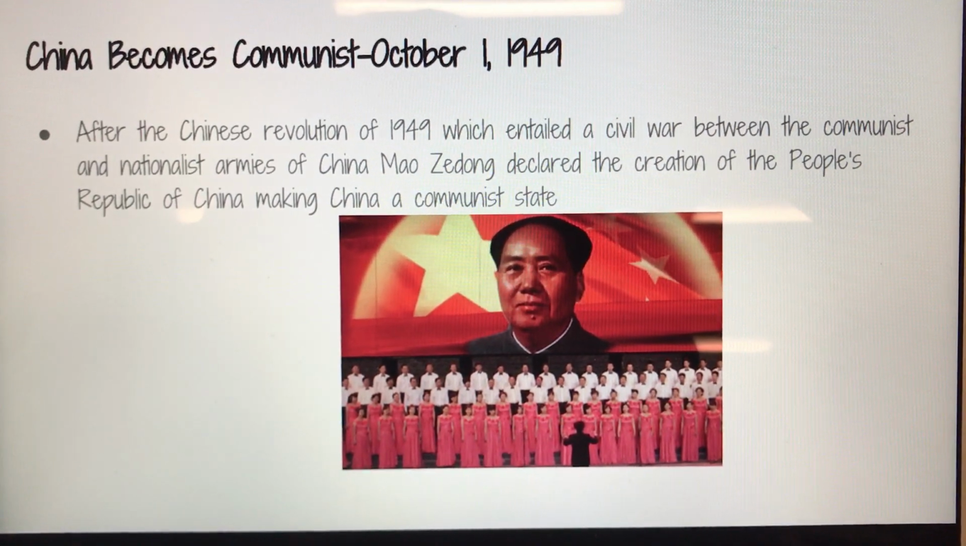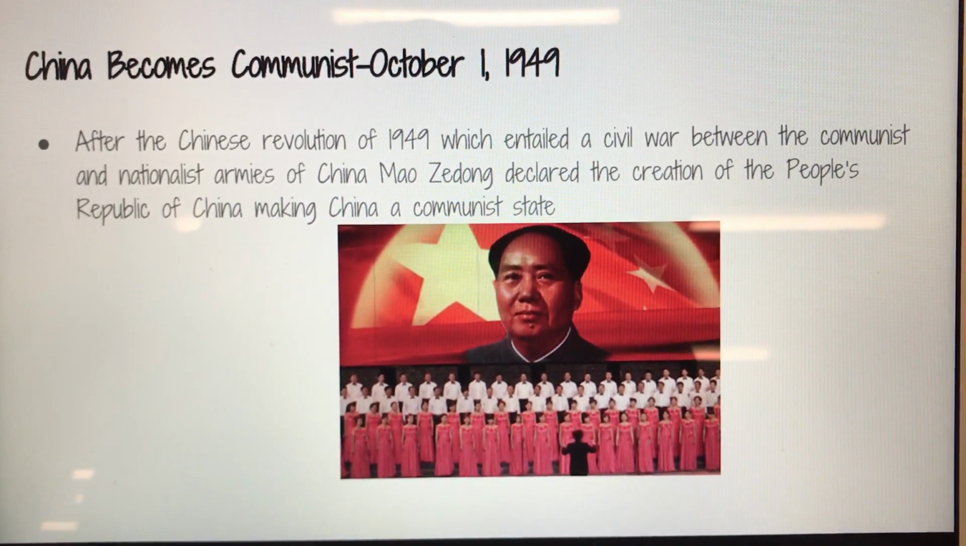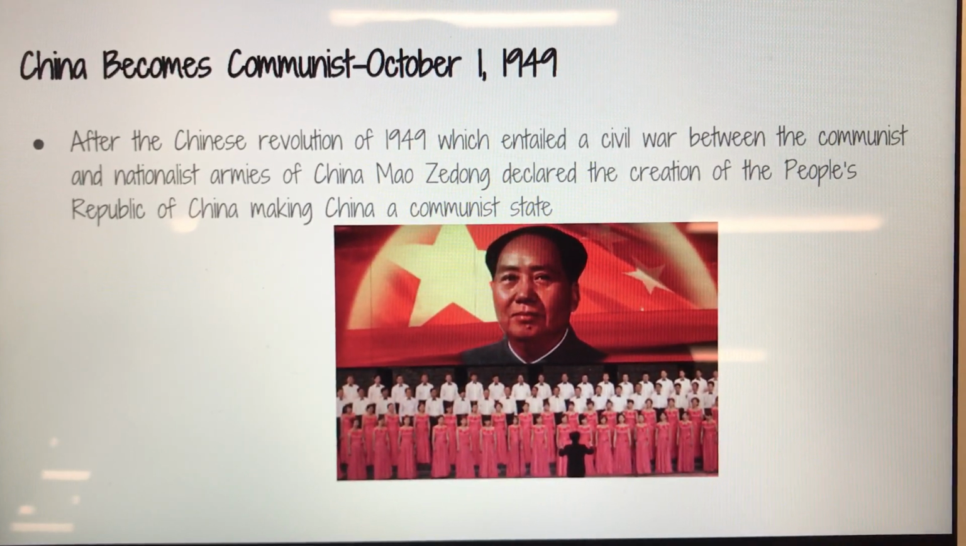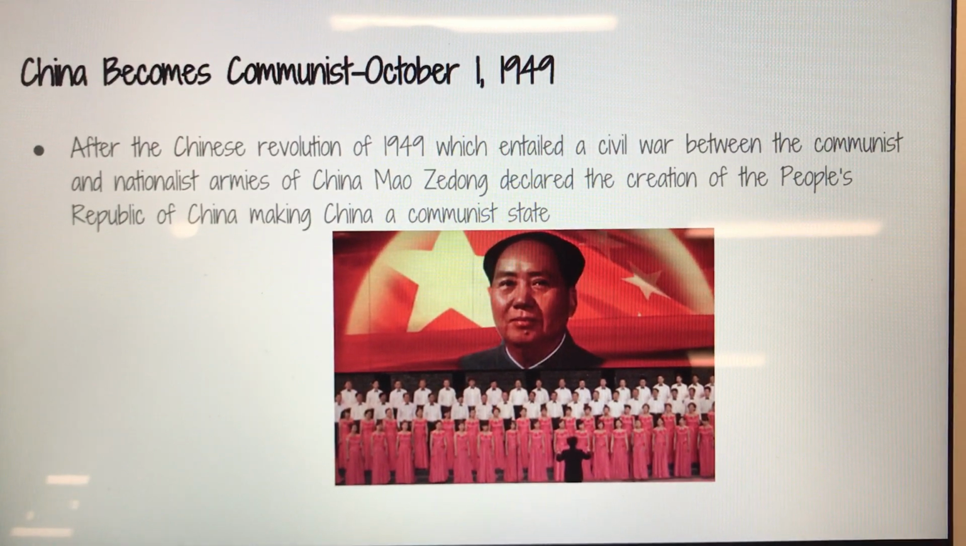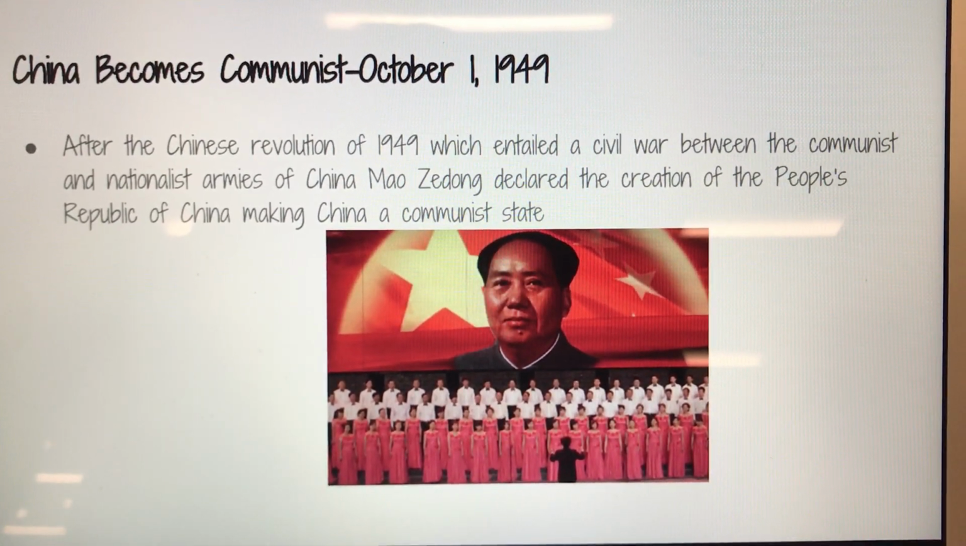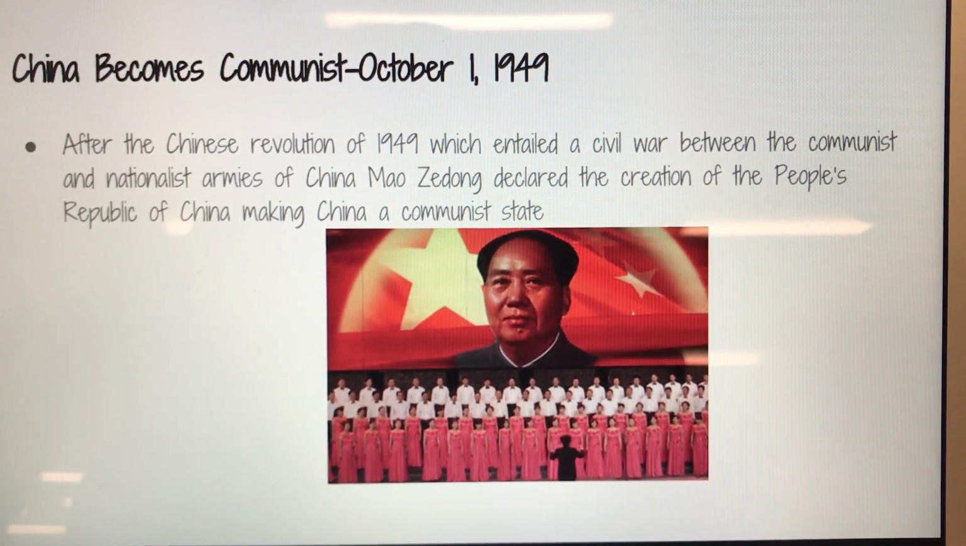China becomes communist, October 1st, 1949. After the Chinese Revolution of 1949, which entailed a civil war between the communist and nationalist armies of China, Mao Zedong declared the creation of the People's Republic of China, making China a communist state.